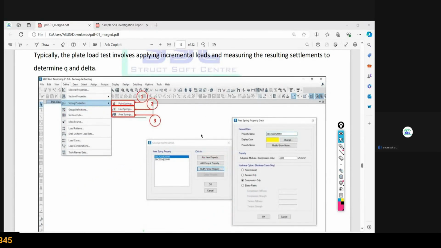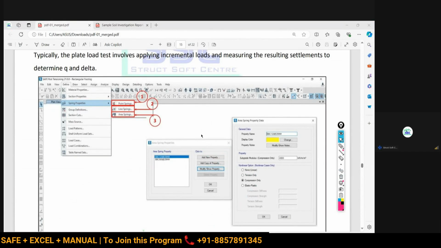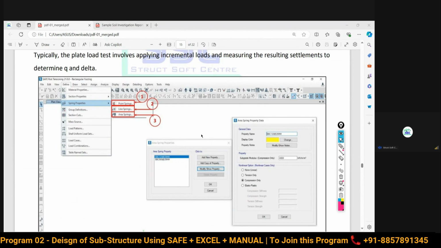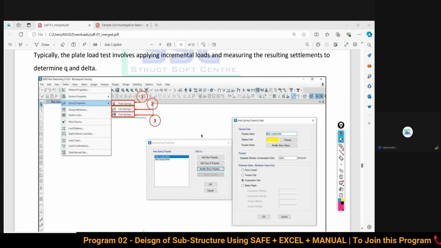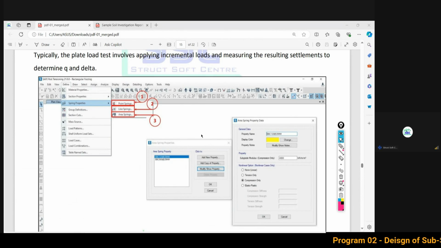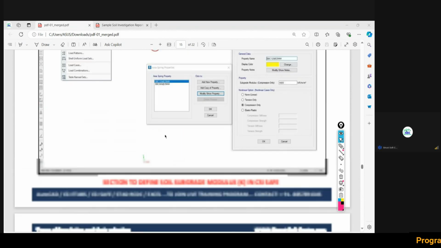So all these properties we have to define, which means we are considering the property of the soil. In the CSI SAFE software, we have to set nothing except this soil subgrade modulus. At that time I will explain how to do the calculation and how to define it in the software, everything I will discuss then.